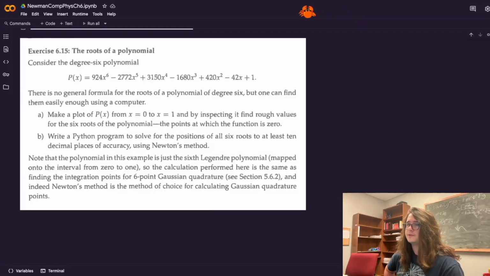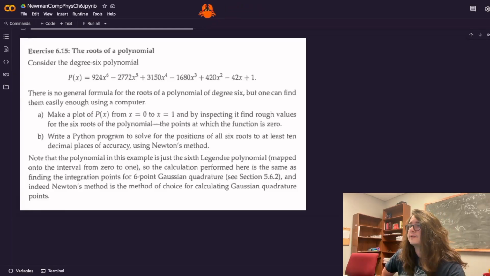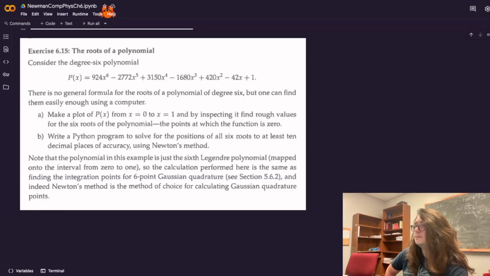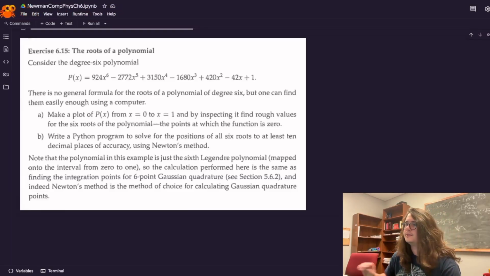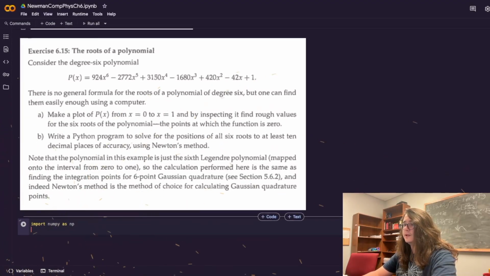Alright, here's the situation. This time we're going to be finding the roots of this polynomial p of x, which is actually a normalized Legendre polynomial. First of all, we're going to plot it on a matplotlib plot, and then we're going to use Newton's method to find the roots. So plotting it is pretty routine at this point.